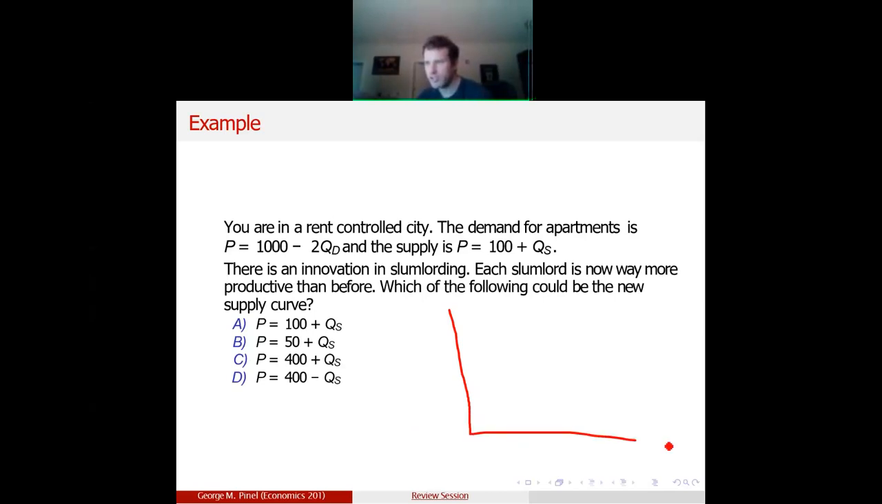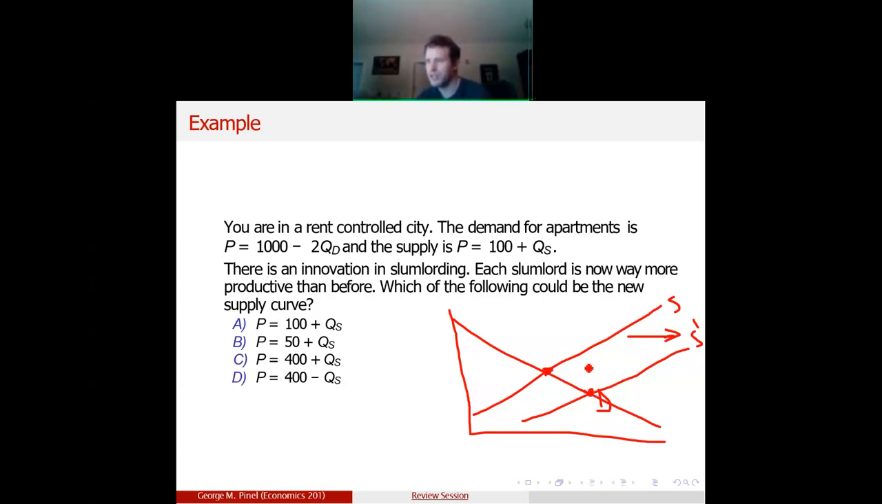Right. So now I have the same question, but I'm looking at the supply function. Which of the following could be the new supply curve? Like I said, the supply curve shifts out because for every price, the landlord's able to basically do more, and so the landlord can serve more buildings or something like that. So the supply of apartments goes up. Which of these graphs does that correspond to?